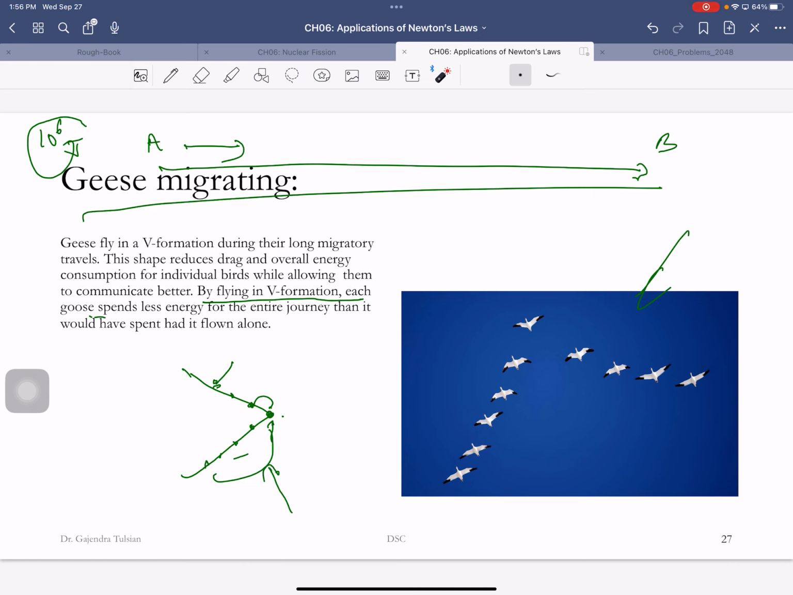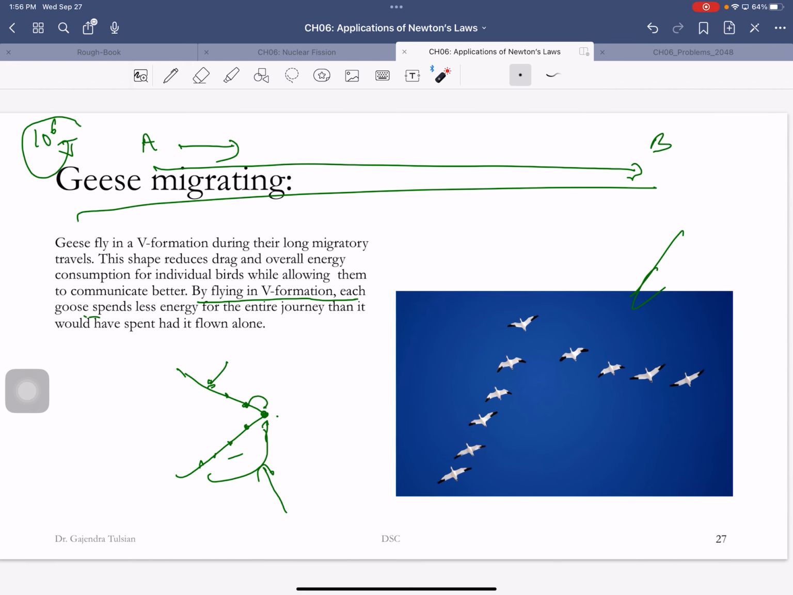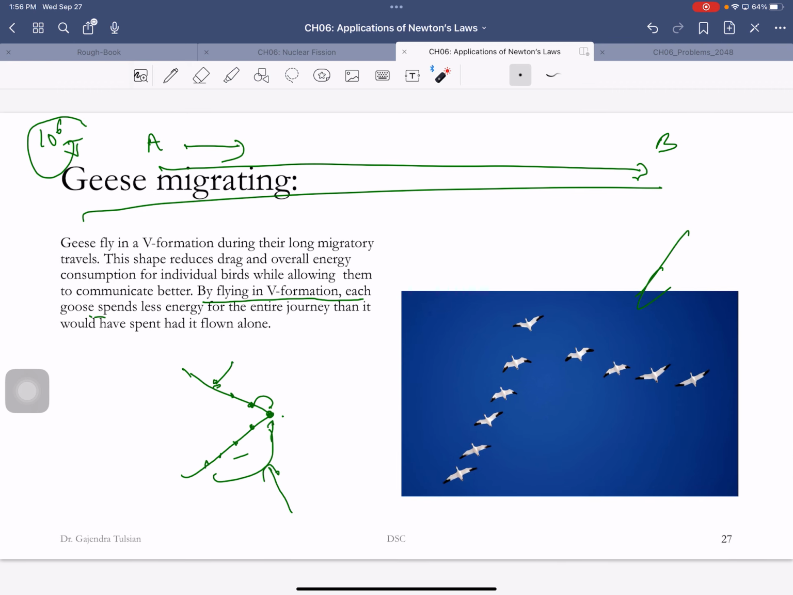And also, this formation flying makes communication easier as well. All right, so that finishes this chapter.